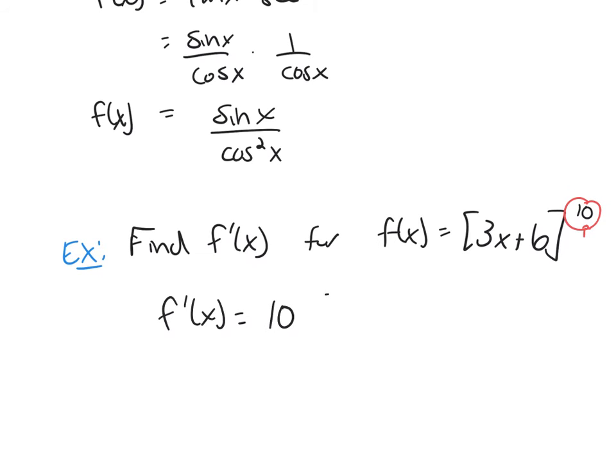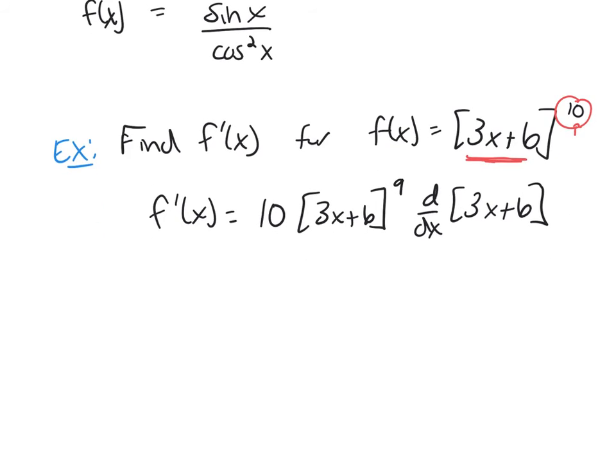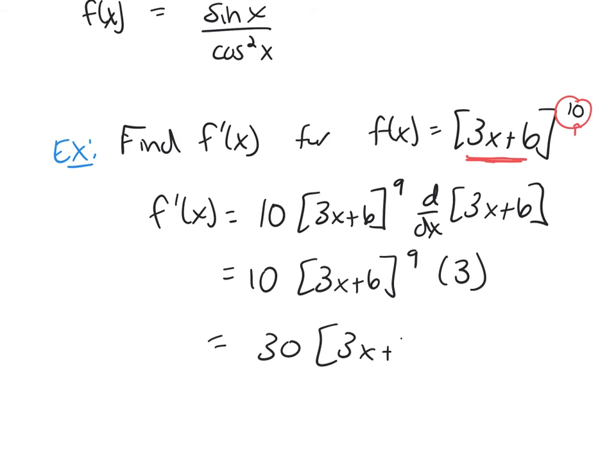Bring down the 10. Reduce the power by 1, so it'll become a 9. And then the chain rule says you have to multiply by the derivative of the inside. And the derivative of the inside part, that's 3x plus 6. And the derivative of that, you just have to use your power rule. The derivative of that is 3. So in total, you're getting 30, 3x plus 6 to the 9th. And that would be our answer.